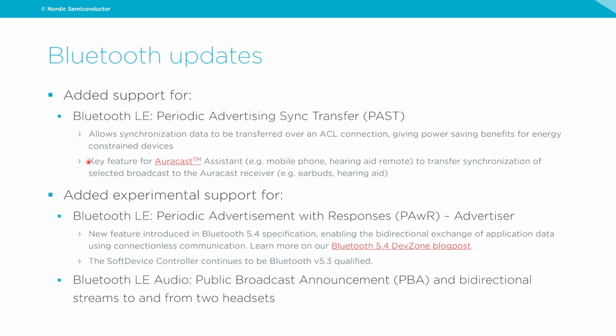And this feature is quite important for Auracast Assistant, which is typically something like a mobile phone or a remote to a hearing aid, so that the Auracast Assistant can transfer this synchronization data of whatever broadcast is being selected to the Auracast receiver, which will be your earbuds or a hearing aid device.